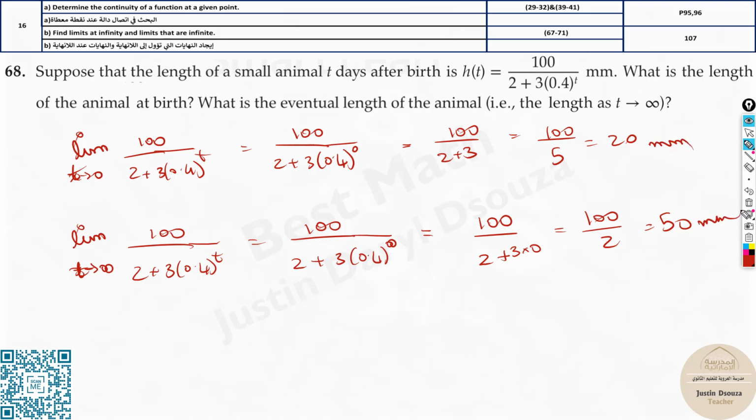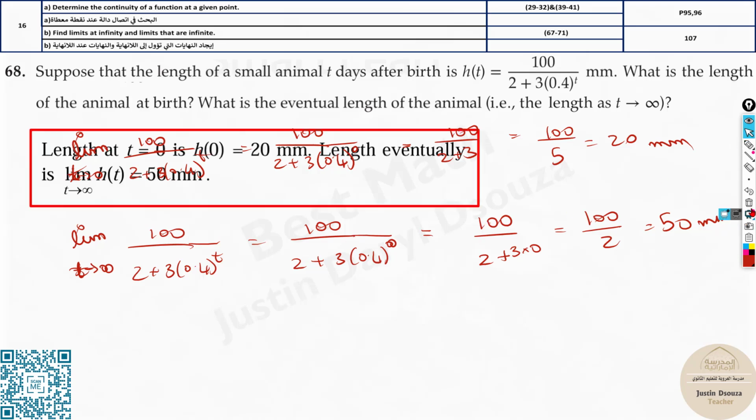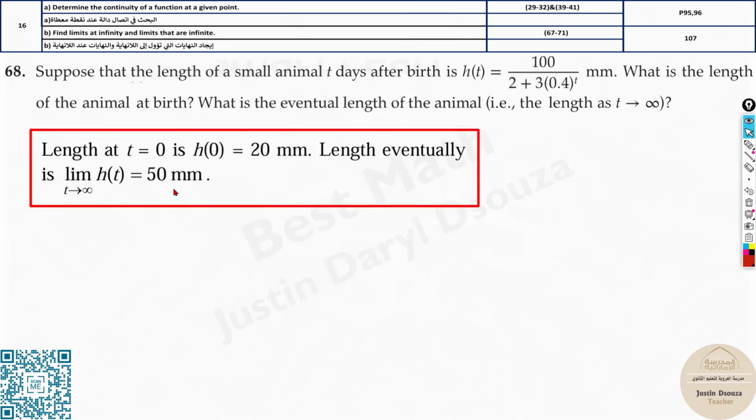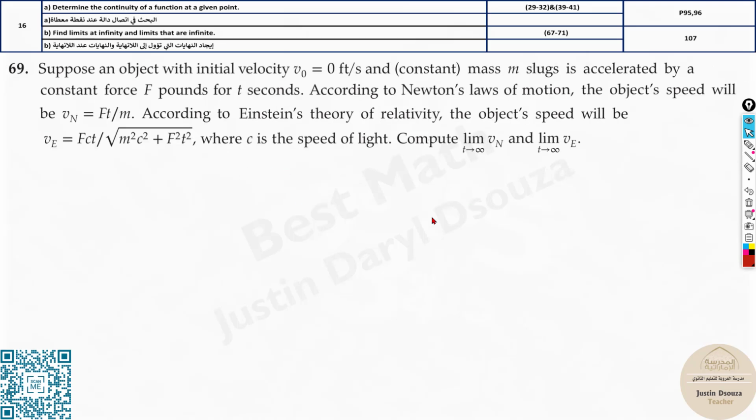That's it. That's how we solve these problems. 20 and 50 is the answer. So maximum length is 50, minimum is 20. Okay, this is different. Let's solve this one.